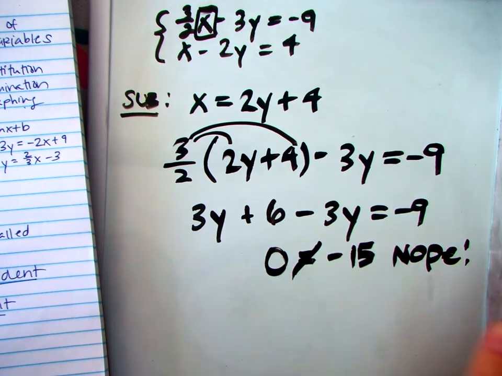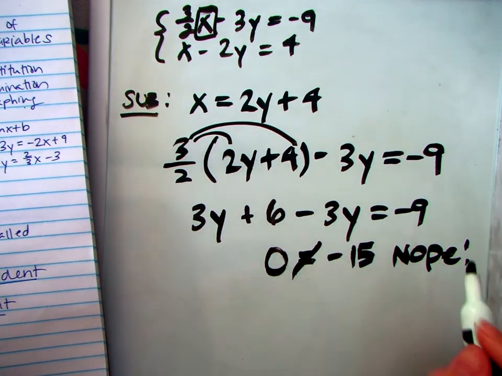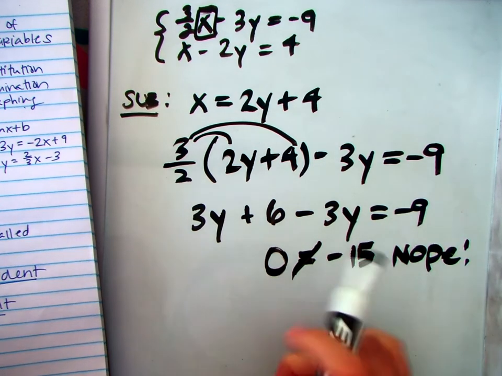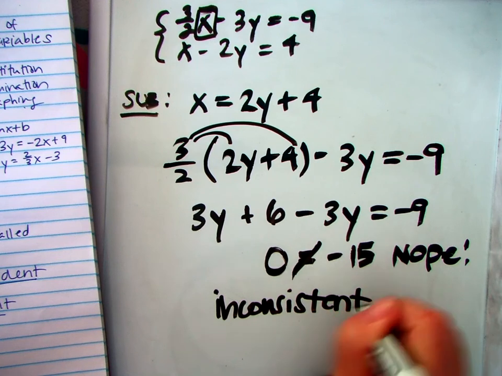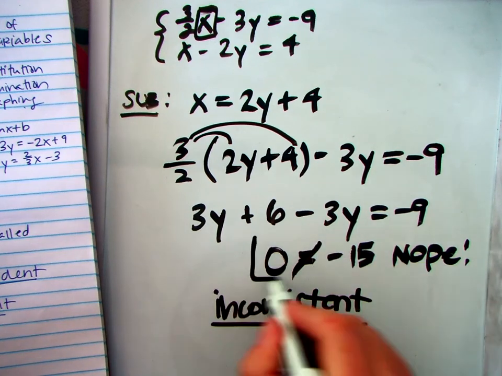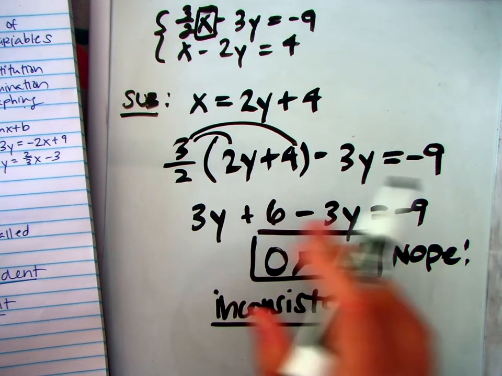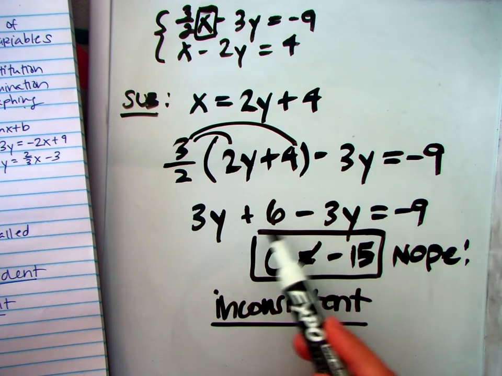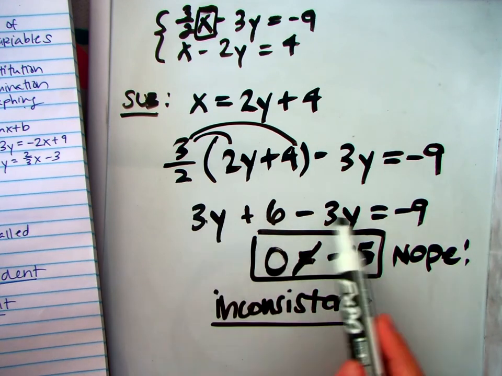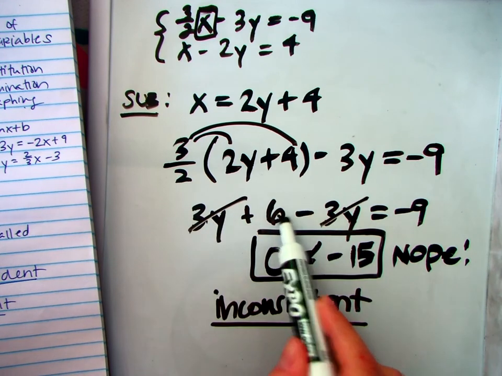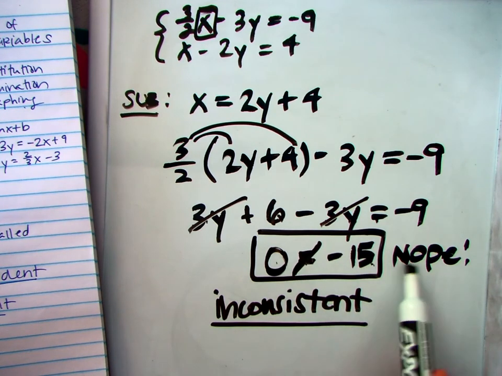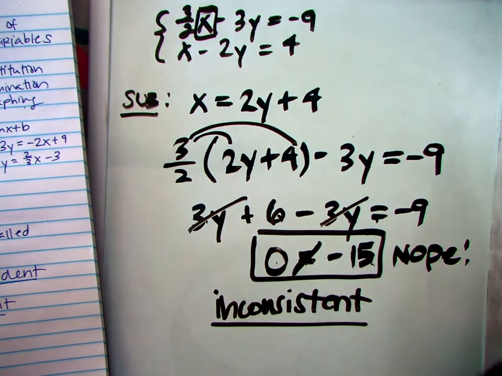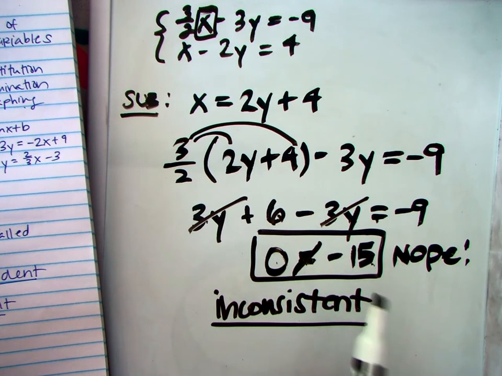So what does that mean? Did we do something wrong? Honestly, sometimes the answer to that is yes, but this is an example of an inconsistent system. It's inconsistent because this statement is not true, nor will it ever be true. And let's say I didn't even move the 6 over. What if I just saw here that these cancel, and I would have 6 equals negative 9? 6 does not equal negative 9. That's still not true, and there's no way to make it true. So this is an inconsistent system.